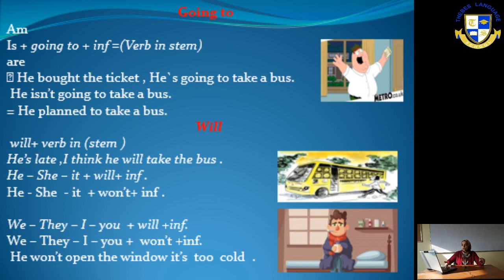Let's go to will and verb in stem. Will also should be followed by the verb in stem. He's late. I think he will take the bus. So he, she, it, they, I, we, you take will or won't plus the verb in the stem. So the last example that we have here, he won't open the window. It's too cold. That's obvious in the picture that we have here.